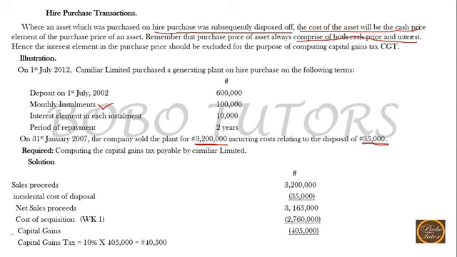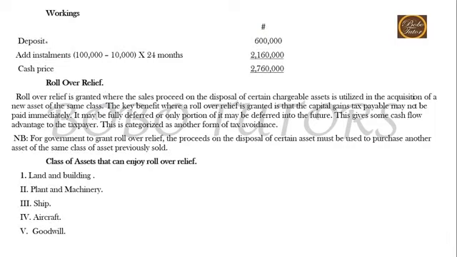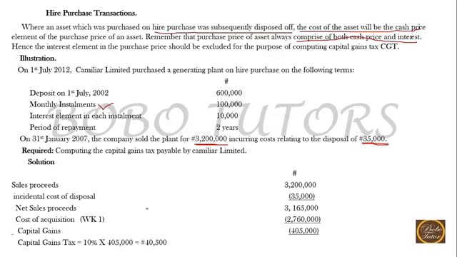Remember I said in determining the cost of acquisition, you only consider the cash price of the asset. So let's look at the workings. The cash price will make up the deposit, which is 600,000, and the installment payment that you make, that is 100,000. If you deduct the interest element from it, that gives us 90,000 as cash price, then multiply by 24 months, making 2,160,000. So add the two together, 2,760,000. So that's what makes up the cost of acquisition here. So deduct, then you charge your tax at 10% on it.